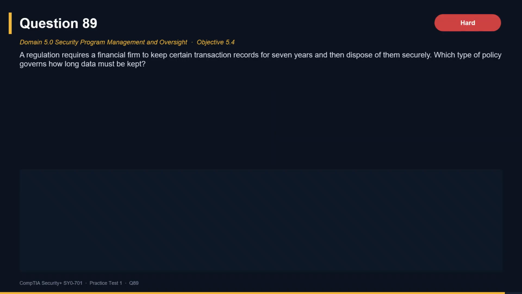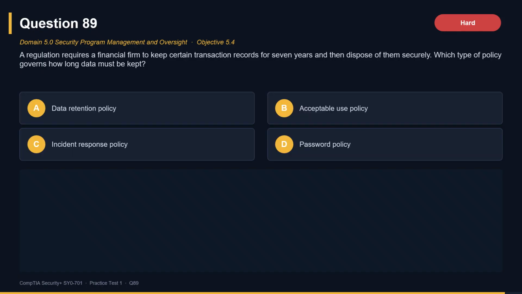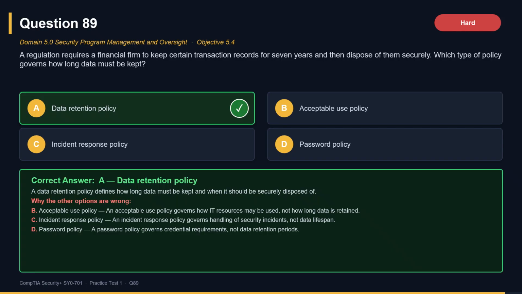Question 89. A regulation requires a financial firm to keep certain transaction records for 7 years and then dispose of them securely. Which type of policy governs how long data must be kept? The correct answer is A, data retention policy. A data retention policy defines how long data must be kept and when it should be securely disposed of.